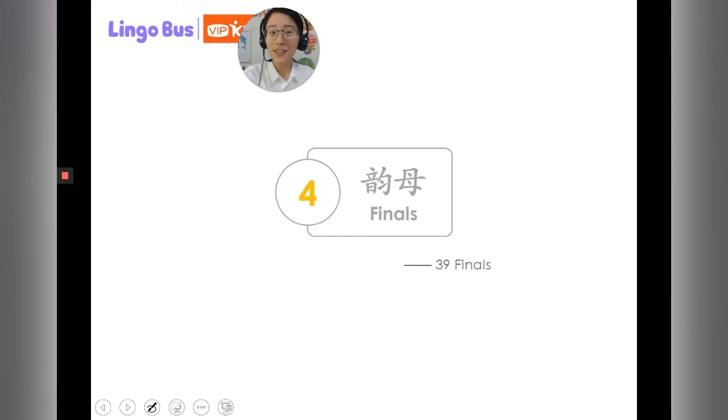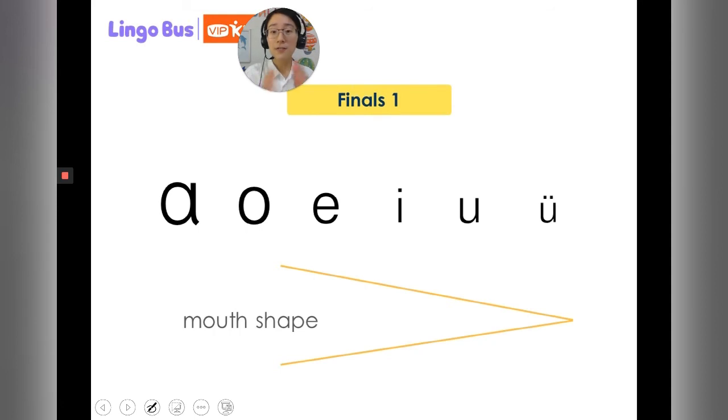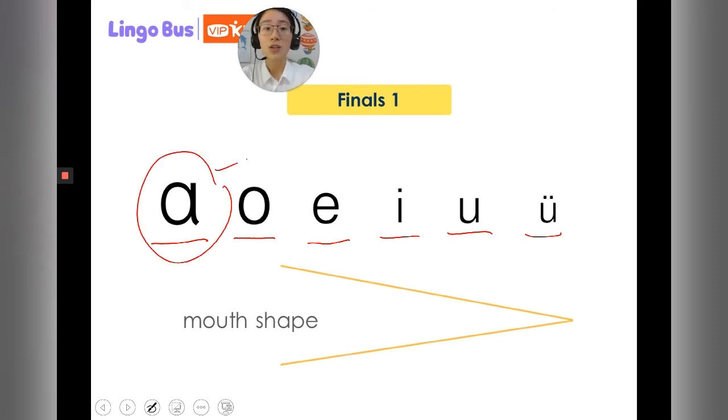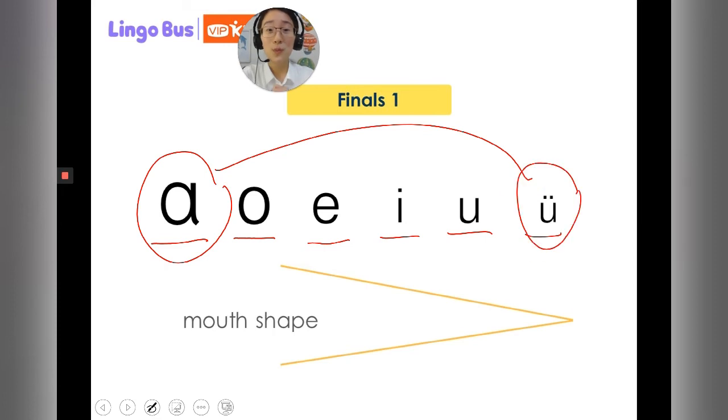Now let's talk about finals. In total, we have 39 finals in Chinese. In this first group, we have 6 basic finals. They are a, o, e, u. As you can see, the shape of my mouth goes smaller from a to u. And the last one, u, is the most difficult one, but I have a tip for you.